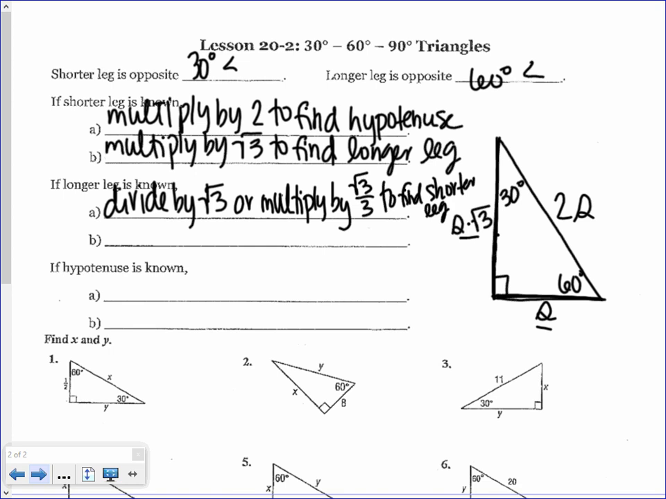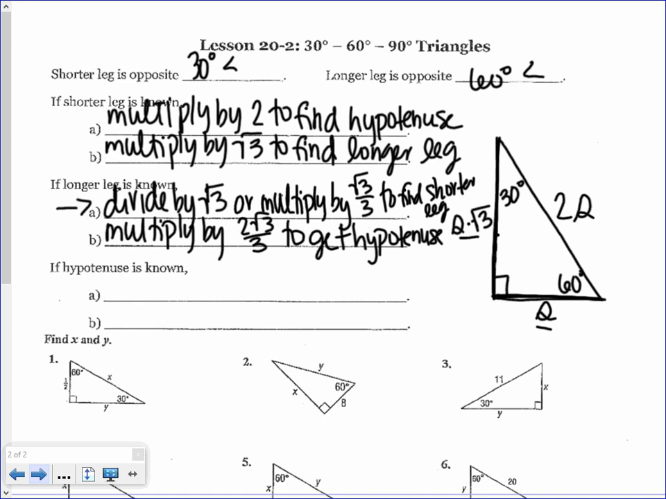If you know your longer leg and you're trying to get to your hypotenuse, what you can do is multiply by 2 square roots of 3 over 3, and that's to get your hypotenuse. And some of you may say, whoa, 2 square roots of 3 over 3, that's a little bit much. We're going to do a problem, and I'm going to show you. You can use this one, but you're not going to have to. We'll go over what you are going to have to practice using.